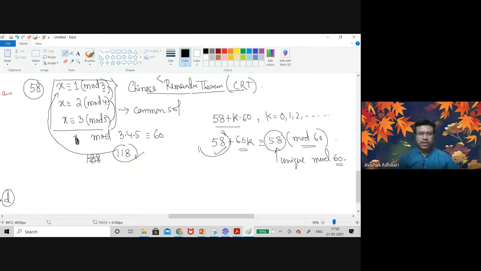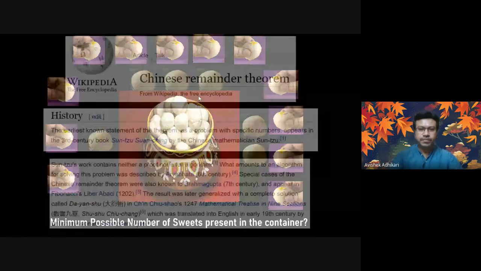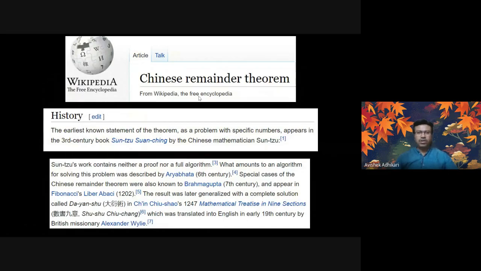Okay, so this is the Chinese remainder theorem, and if you Google it, you will find lots of references for it. If you look at a little bit of the historical development, you can understand that India plays an important role in proving this theorem. The earliest known statement of the theorem, as a problem with specific numbers, appears in a 3rd century book written by the Chinese mathematician Sun Tzu.